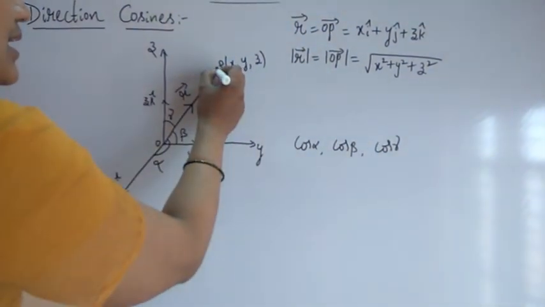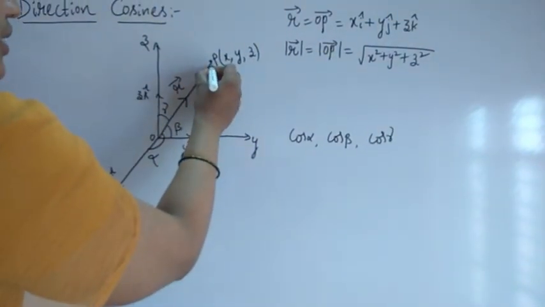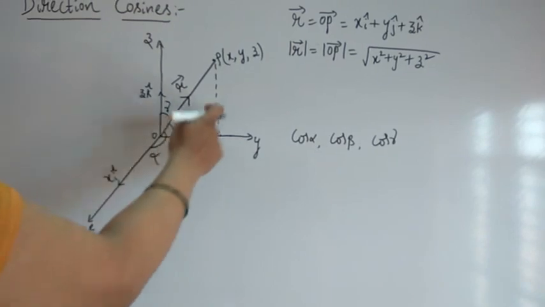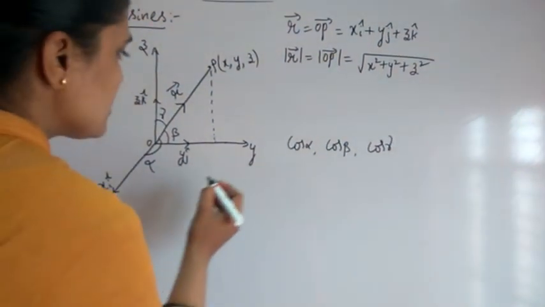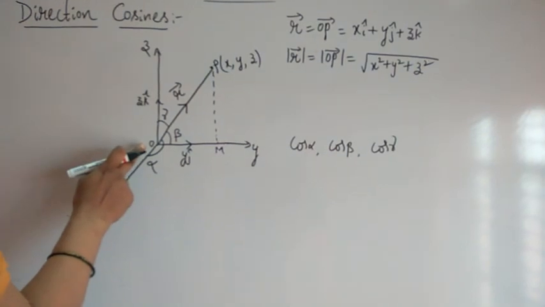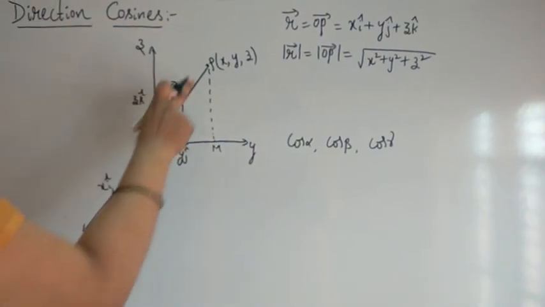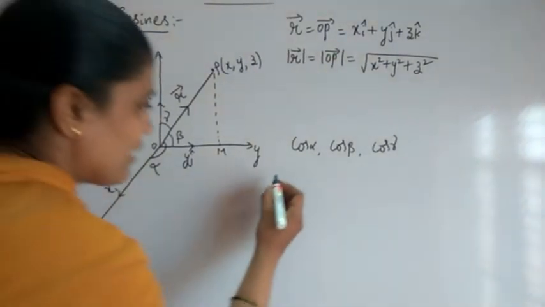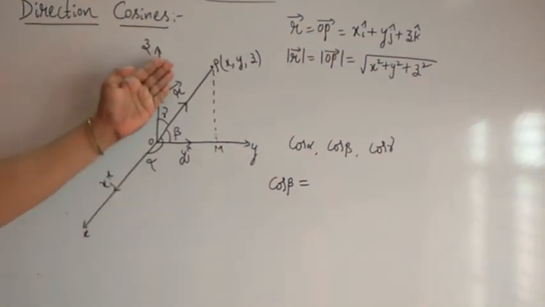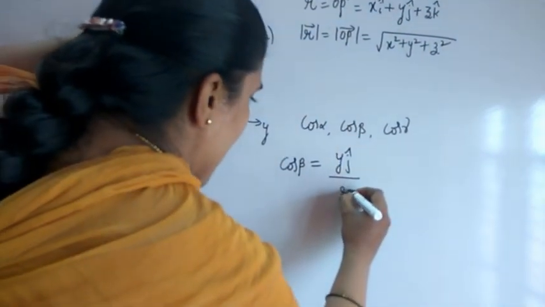If we draw a perpendicular line from point P on the y-axis, here we get a right angle triangle. What is the definition of cos? Let us take this point as M. So we get the right angle triangle OPM. What is the angle for this right angle triangle? Beta, because this vector makes an angle beta on the y-axis. Therefore cos beta is equal to, by definition of cos, adjacent by hypotenuse. Here the adjacent is y j cap and the hypotenuse is vector r.